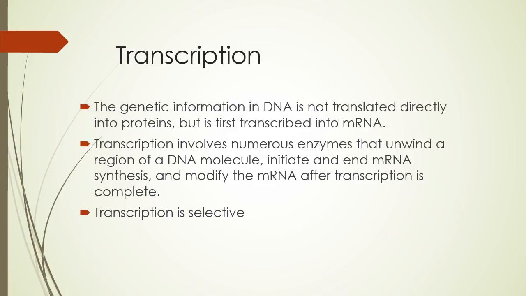So that segment of DNA which has the information to make insulin, first of all, gets unwound. And after it is unwound, RNA polymerase, which is a very important enzyme that makes mRNA, attaches to the DNA and makes an exact copy of the DNA, which we call mRNA. So unlike DNA replication, only one or a few genes are exposed, because there is no need of exposing the whole molecule.